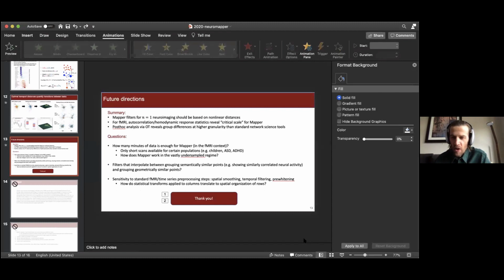Let me start with one that Henry has chatted in. His question is related to your last point about smoothing. When using Mapper to handle fMRI data, is it possible to do subsampling of the raw data, especially when n is bigger than 1? It seems that there is some kind of periodicity, and a subsampling may reveal stronger patterns.